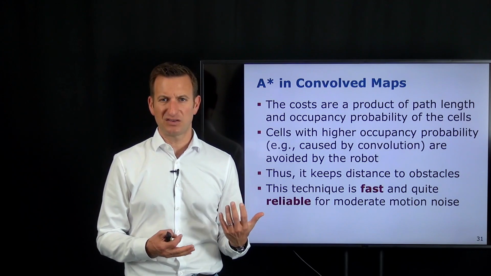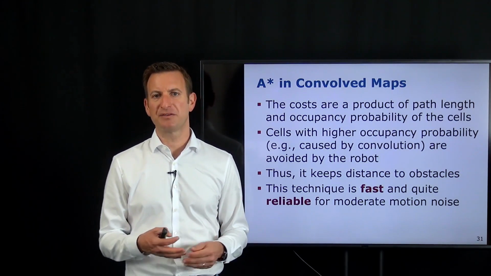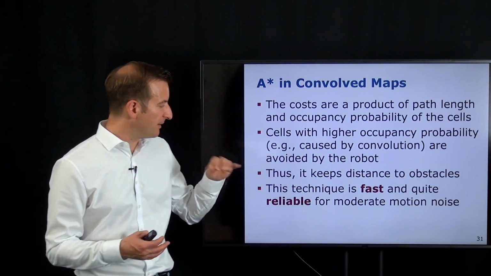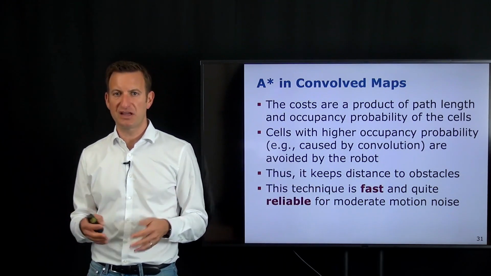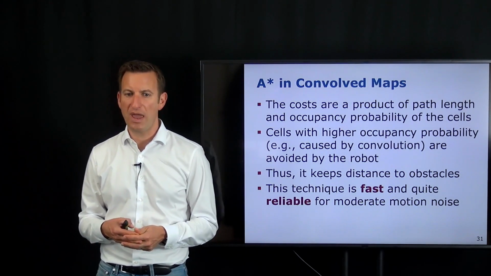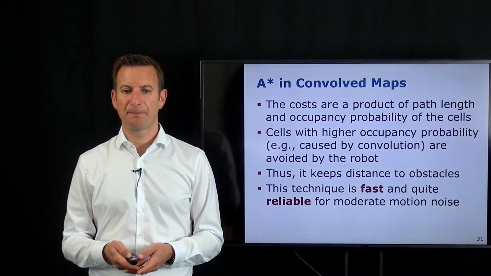You can actually see this as some form of simple approximation of a Markov decision process, something that we will discuss in the next lecture. But convolving a map before planning is a standard approach that most planning systems do today in order to keep the robot away from obstacles, or keep some distance to obstacles.